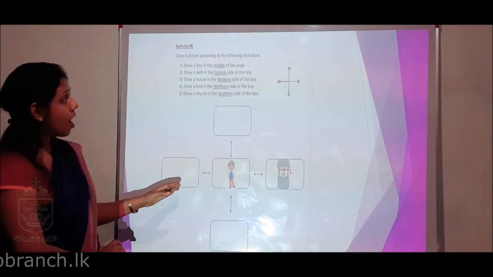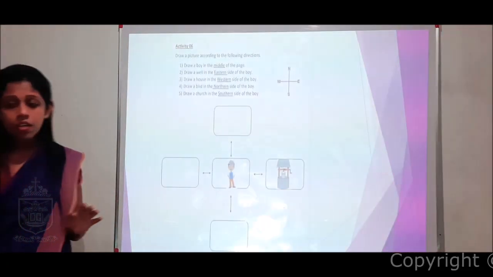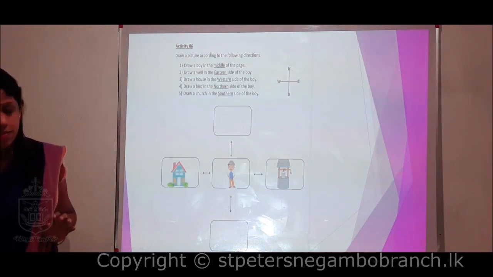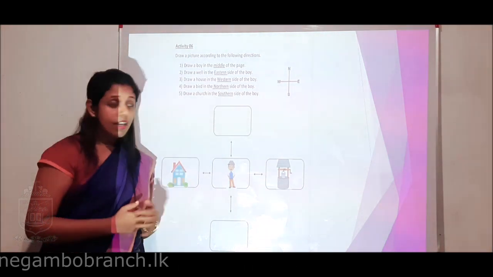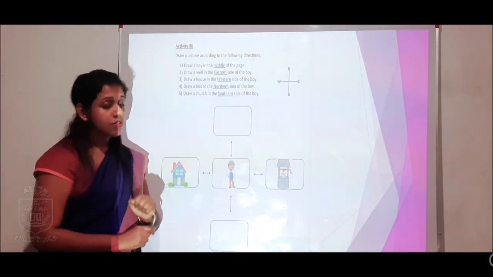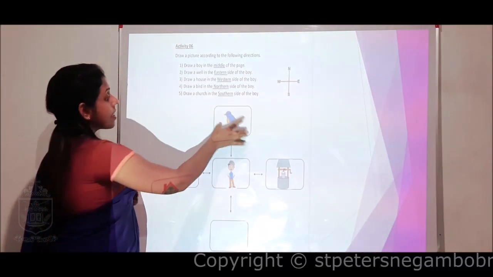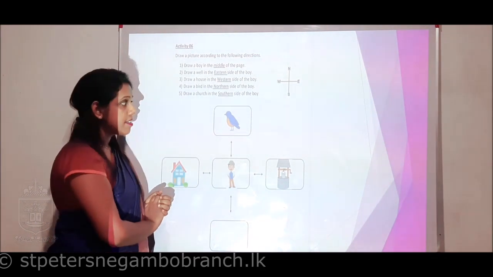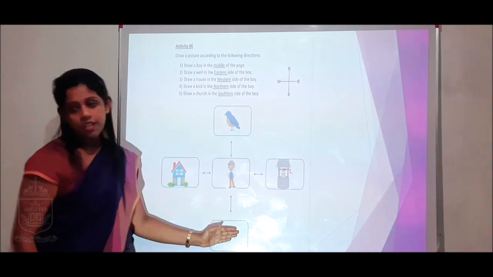Then draw a house in the western side of the boy. So this is the western side of the boy. So we are going to draw a house in the western side of the boy. Fourth one. Draw a bird in the northern side of the boy. So what is the northern side? Yes. So we have to draw a bird in this box. So last one. Draw a church in the southern side of the boy. So we have to draw a church here.